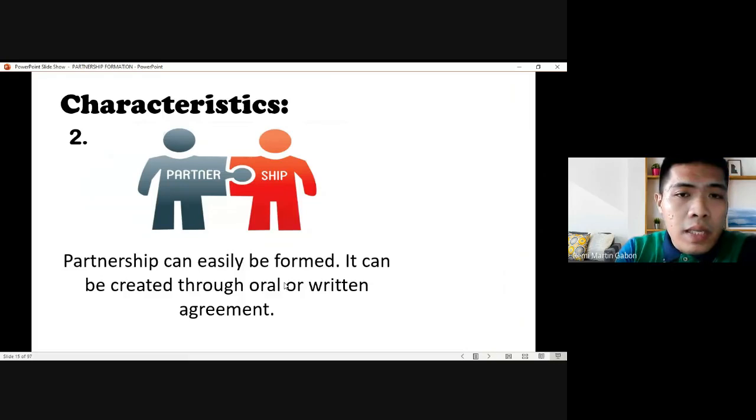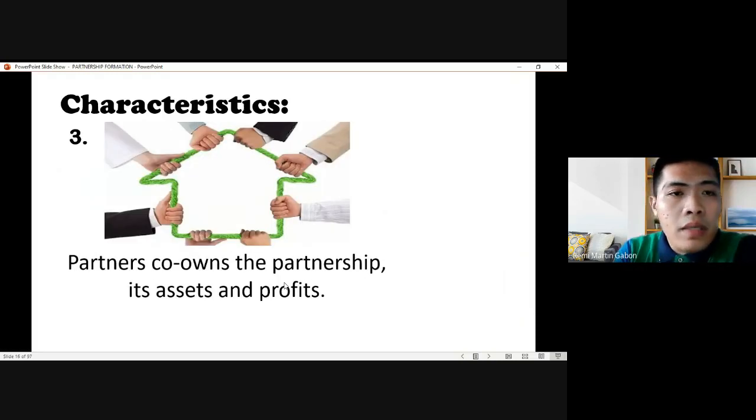Next, partnership can easily be formed. It can be created through oral or written agreement. So by mere word of mouth, or if you don't trust the agreement by word of mouth, you can have it written. As long as there is trust and confidence between the two of you, then partnership is created. Partners co-own the partnership's assets and profits. As I told you earlier, they are co-owners of everything in the partnership, either assets or profits.